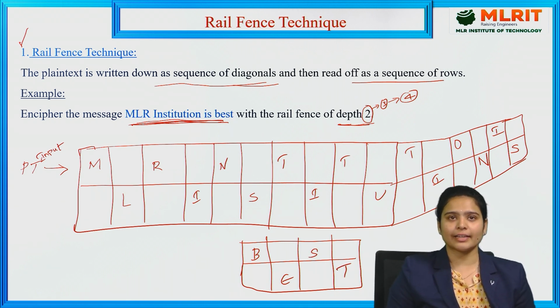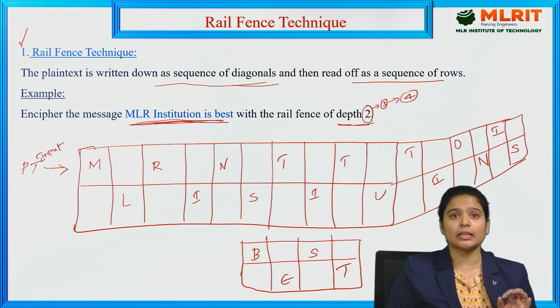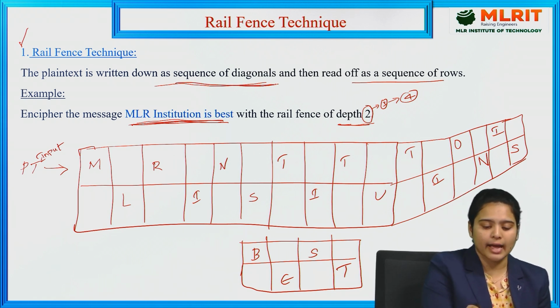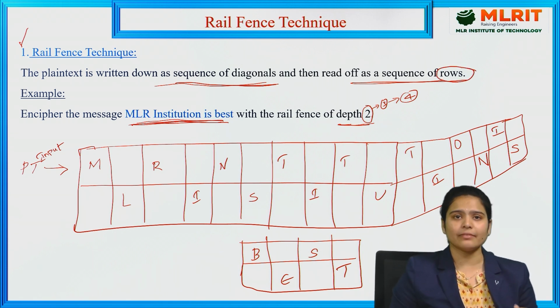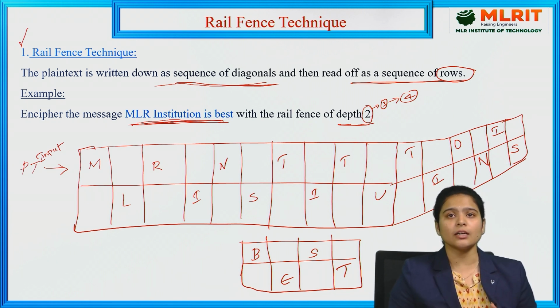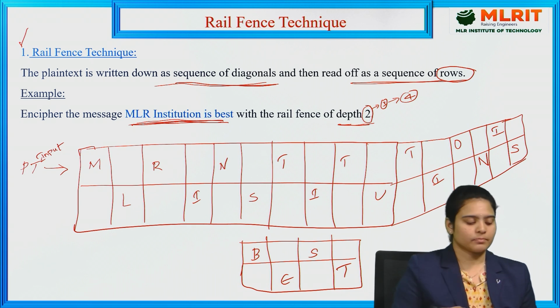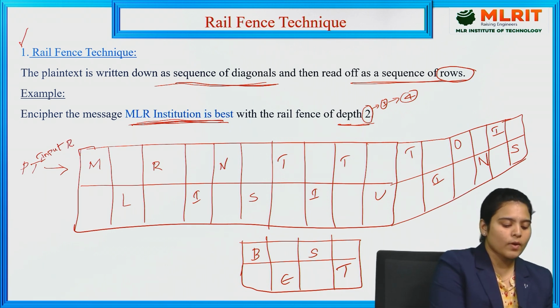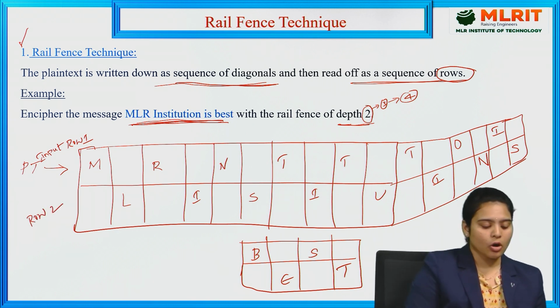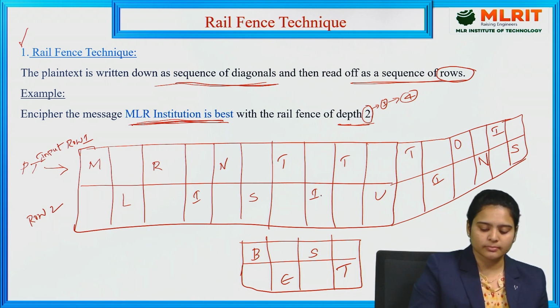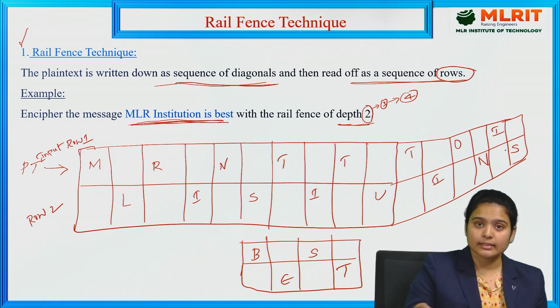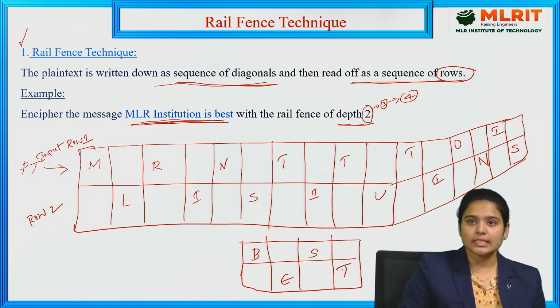We have written it like this. The rail fence technique defines writing as a sequence of diagonals and reading as a sequence of rows. We have taken the input plain text "MLR institution is best", and now we need to write the output ciphertext. This is considered row 1 and this is row 2. Following the diagonal, we see MLR institution is best. This is the output.